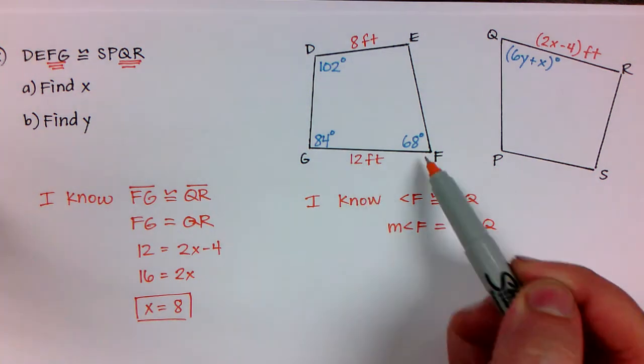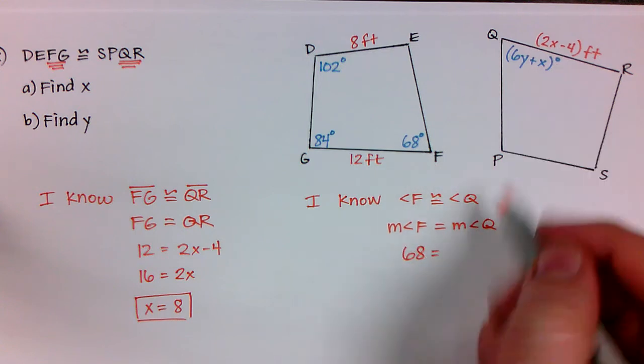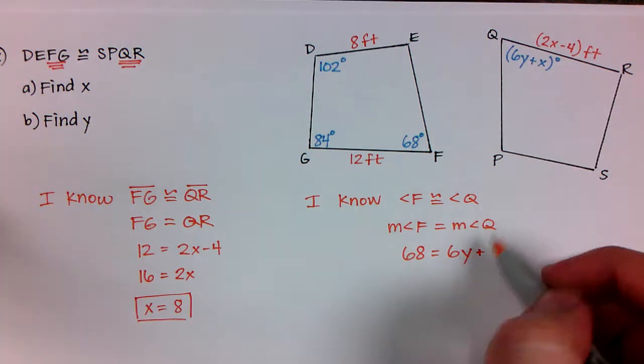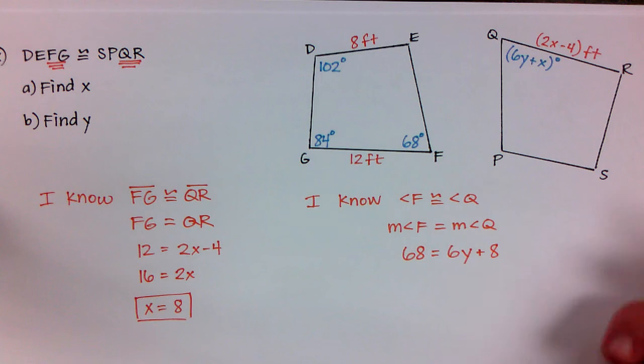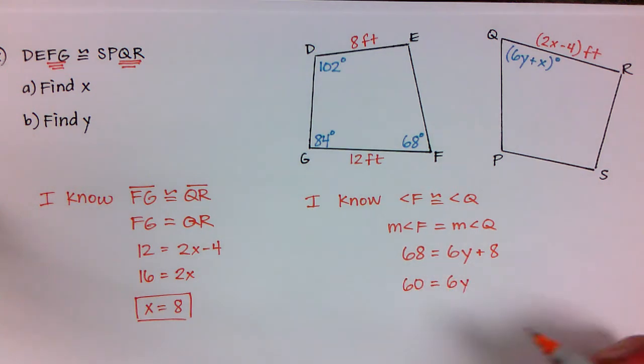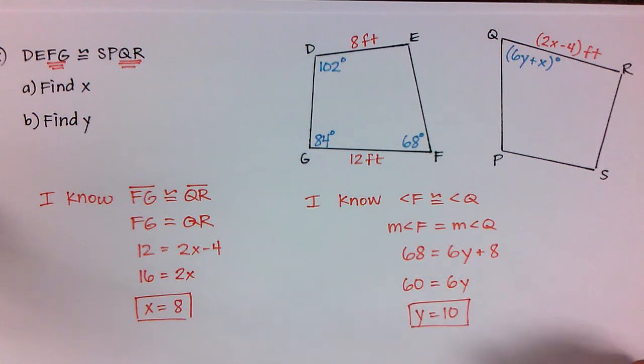And the measurement of angle F is 68 degrees. So 68, measure of angle Q is 6y, and now instead of the x, I'm going to replace it with 8. If I subtract 8 on both sides, I have 60 is equal to 6y. And when I divide both sides by 6, I'm going to find that y is equal to 10. And I'm done. So using this information on corresponding angles and corresponding sides in different figures, this is a quadrilateral, the ones we had before, those were triangles, I can easily find some missing information.